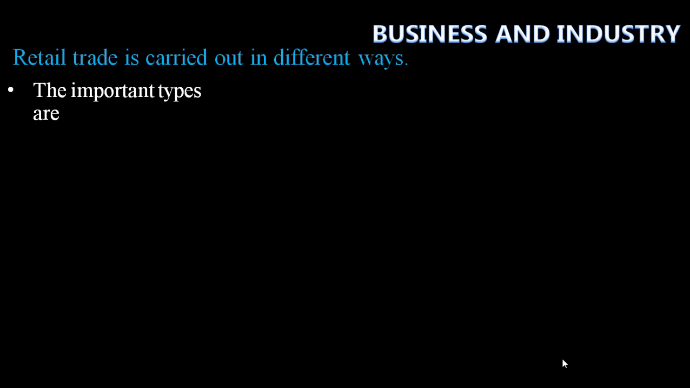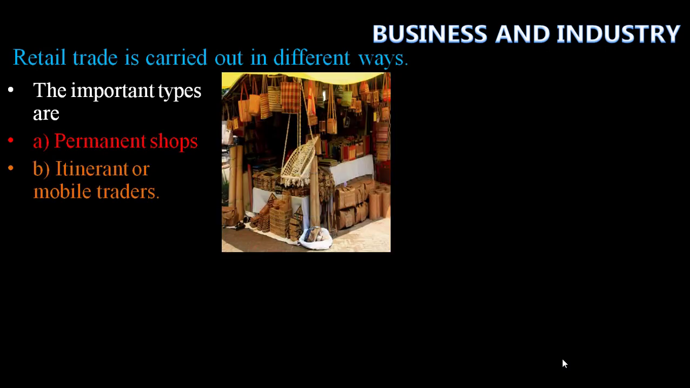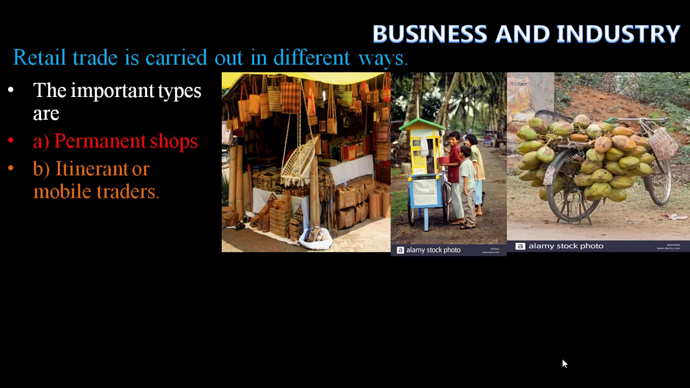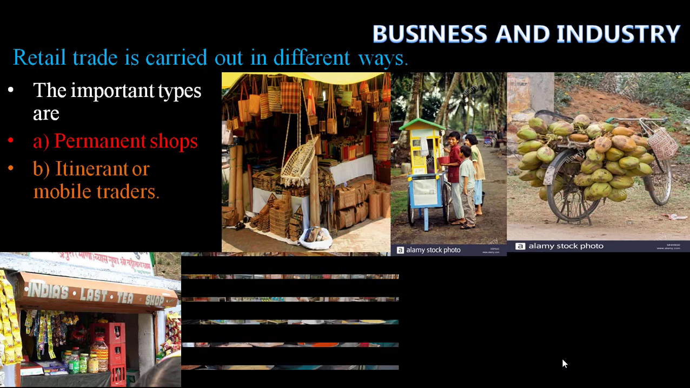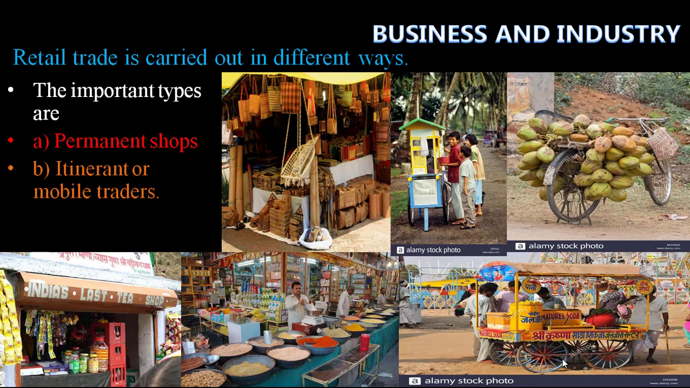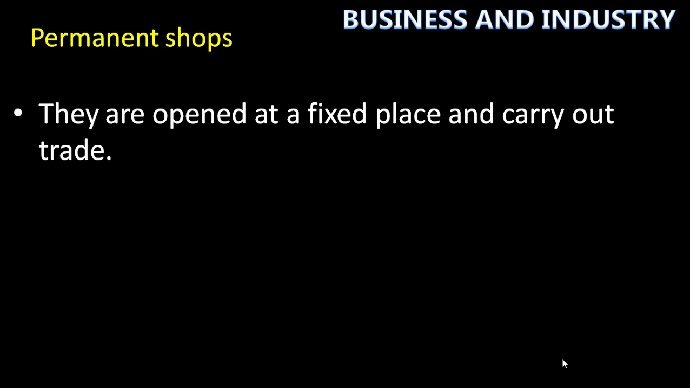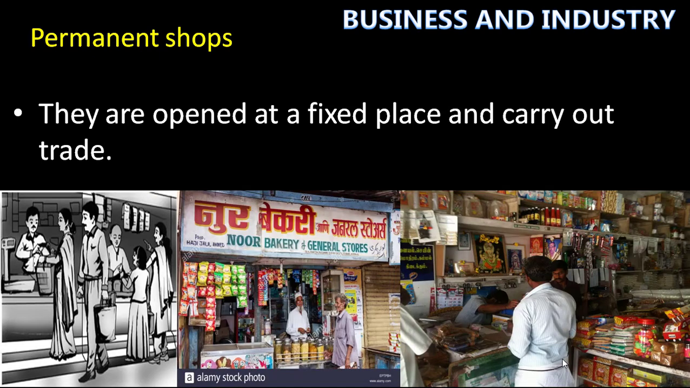Retail trade is carried out in different ways. Here are some of the very important types of retail trade. They are classified into two types: permanent shops, and itinerant or mobile traders. Let's get more information about these important types. Among them, the first one is permanent shops. Permanent shops are opened at a fixed place to carry out trade. Here are some pictures highlighting permanent shops.